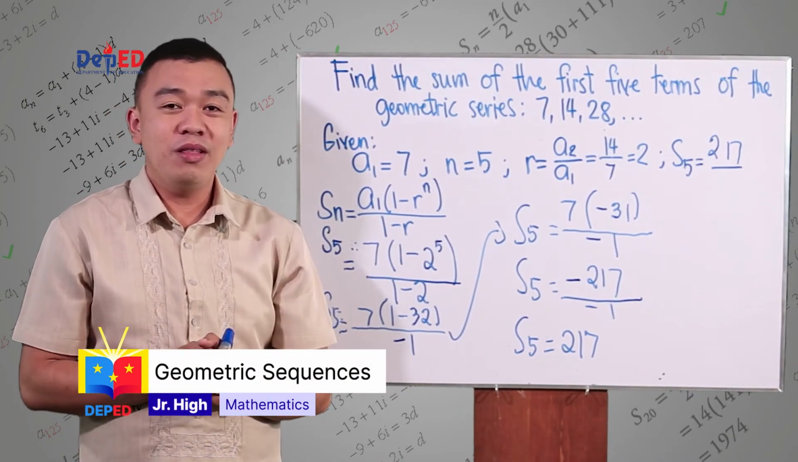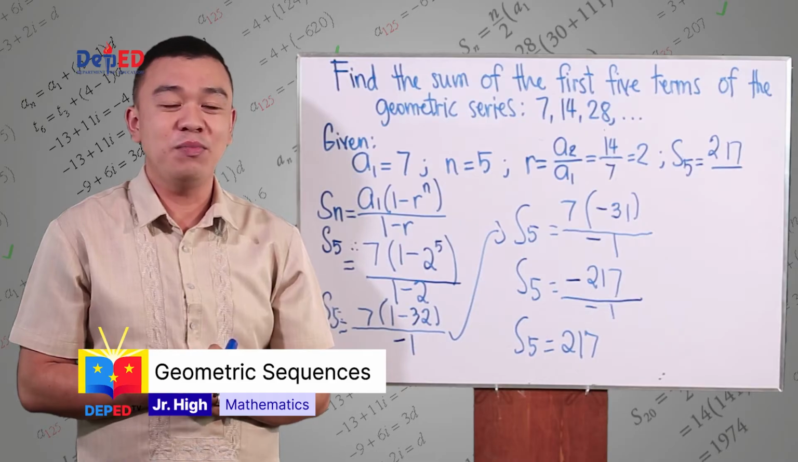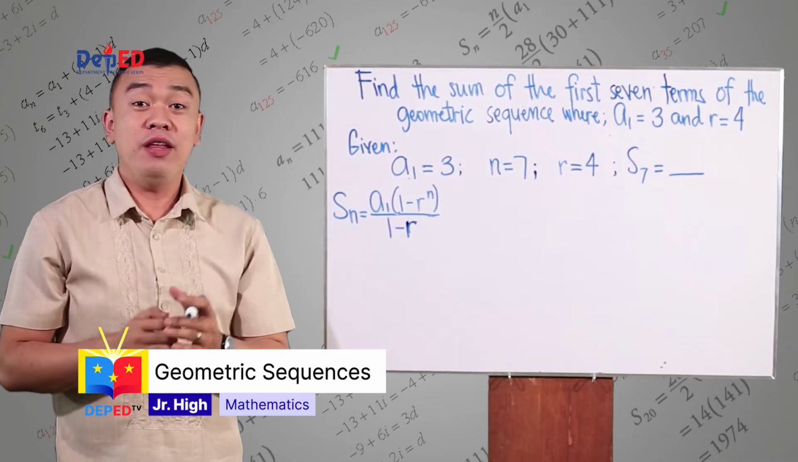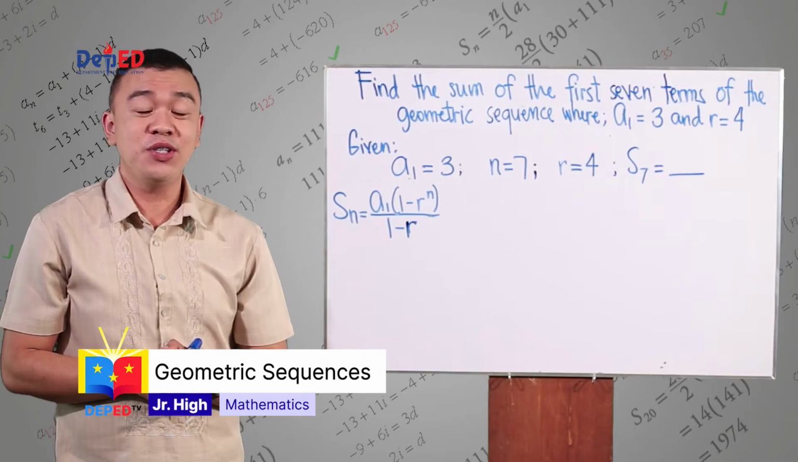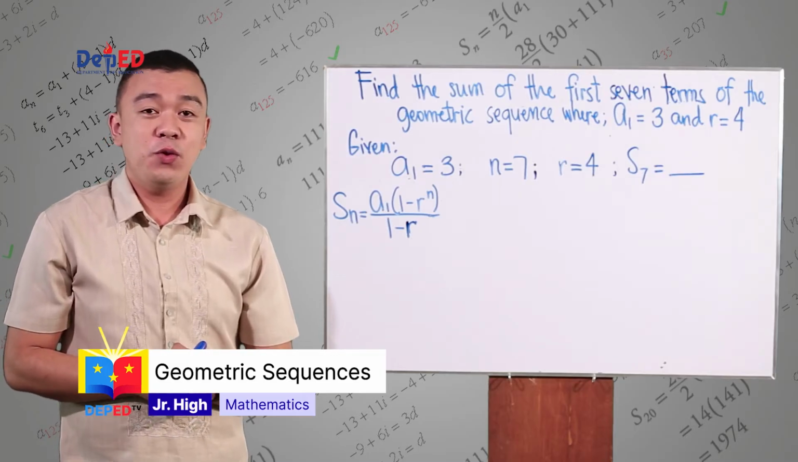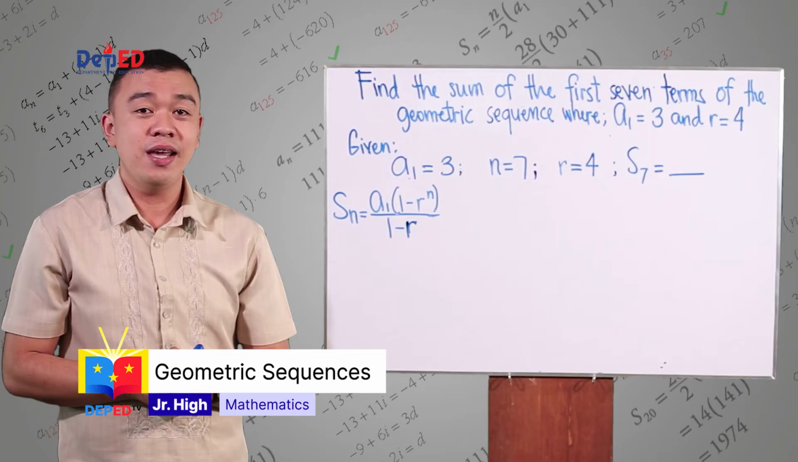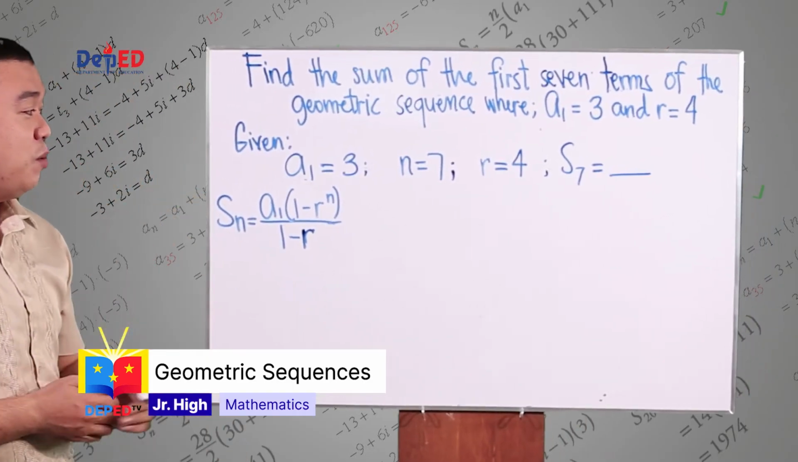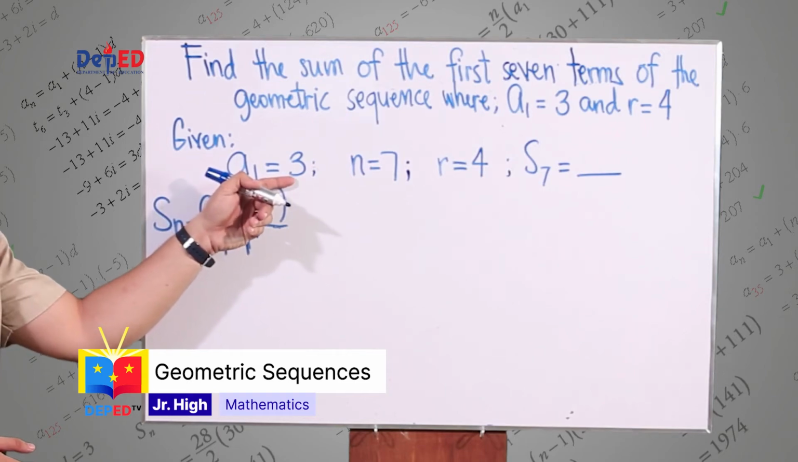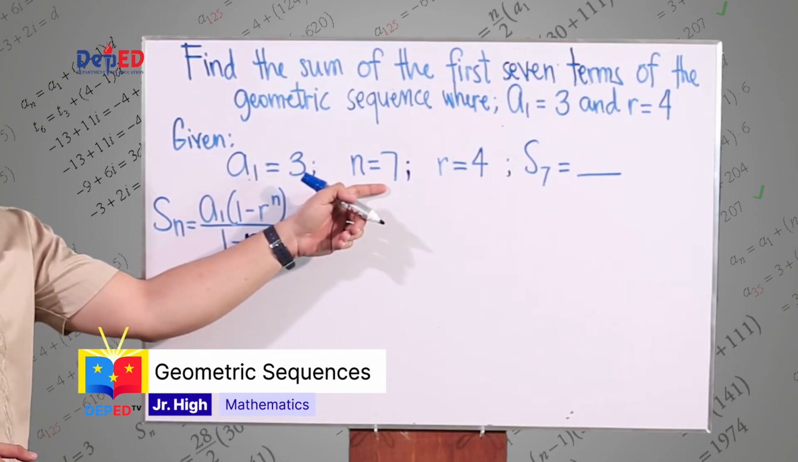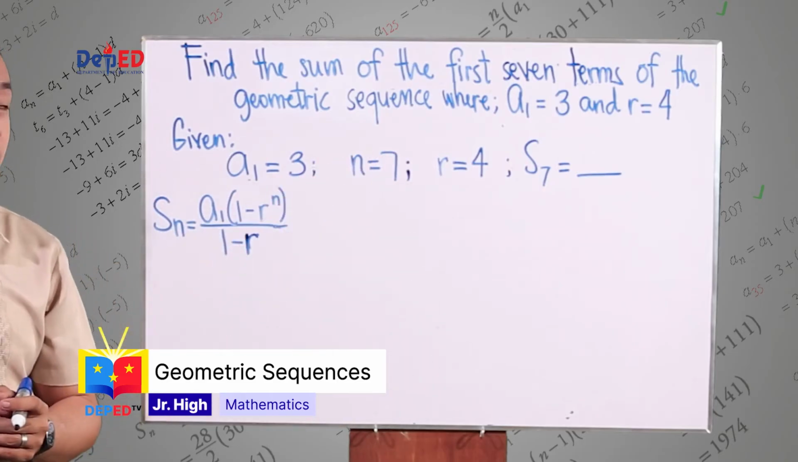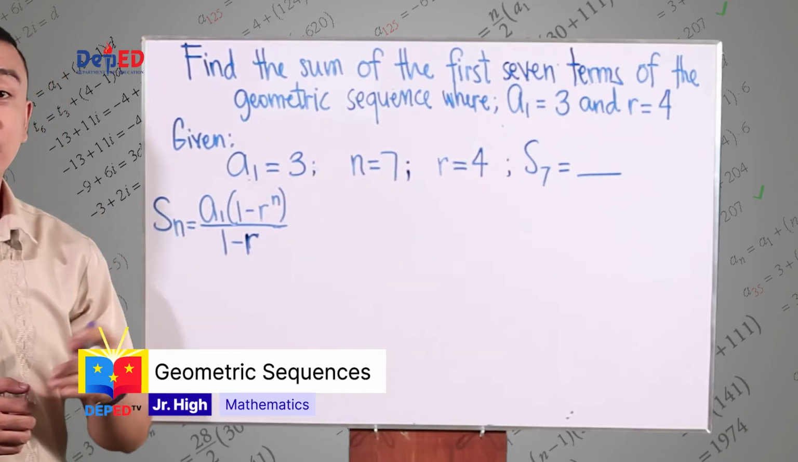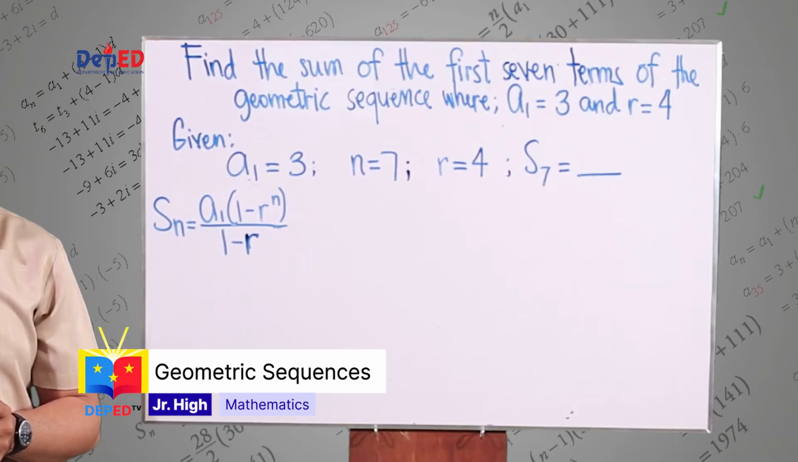Now, it's time to level up your learning with another example. Find the sum of the first 7 terms of a geometric sequence where the first term is 3 and the common ratio is 4. The given a sub 1, or the first term, is 3, our n is 7, our r is 4, and again, we are looking for the sum of the first 7 terms.